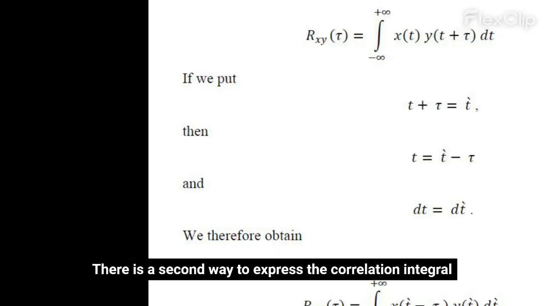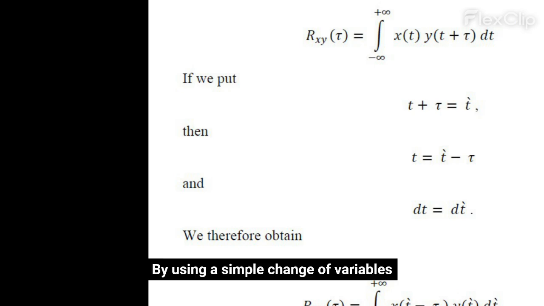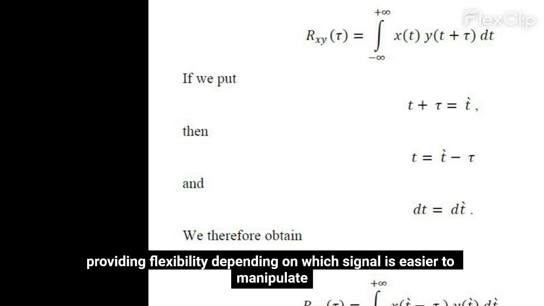There is a second way to express the correlation integral. By using a simple change of variables, we can show that Rxy is also equivalent to shifting the first signal backward instead of shifting the second signal forward. Both methods yield the same result, providing flexibility depending on which signal is easier to manipulate.